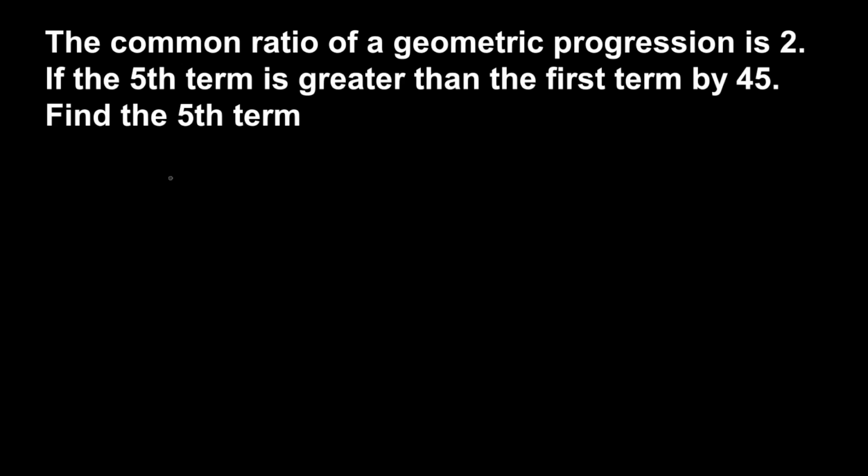This question reads, the common ratio of a geometric progression is 2. If the fifth term is greater than the first term by 45, find the fifth term. Here we are given that our common ratio R is equal to 2 and n is equal to 5. We are looking for our fifth term and we can denote that as our T5. How do we proceed to solve this?